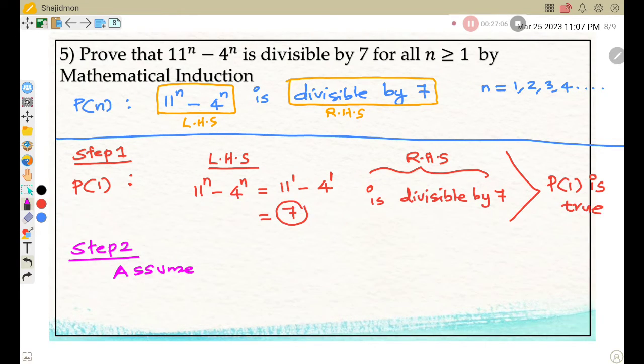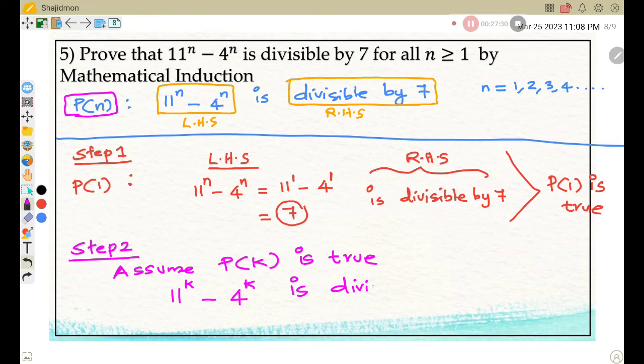Assume that P of k is true. Assume that P of k is true. What is P of k actually? P of n is here. What is P of k? Put n equal to k here. Replace n by k. 11 power instead of n, write k. Minus 4 power instead of n, write k. Is divisible by 7. Correct? So this is P of k. So assume that this is true. 11 power k minus 4 power k is divisible by 7. We are assuming that one in step 2. We can give this as number 1, expression number 1 in step 2.